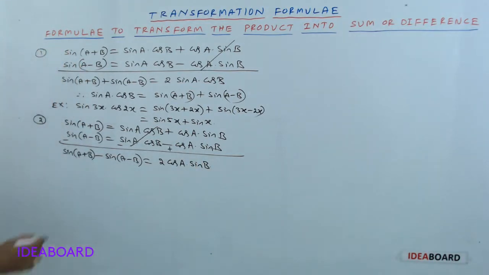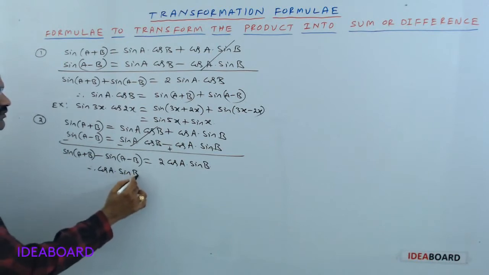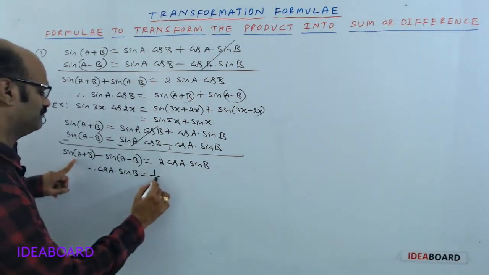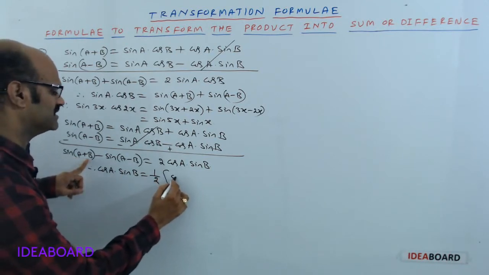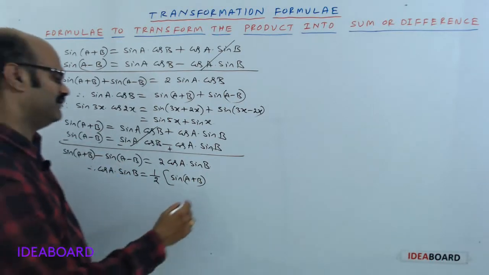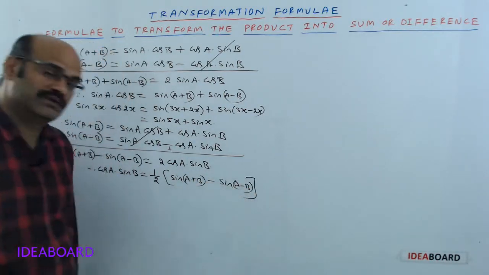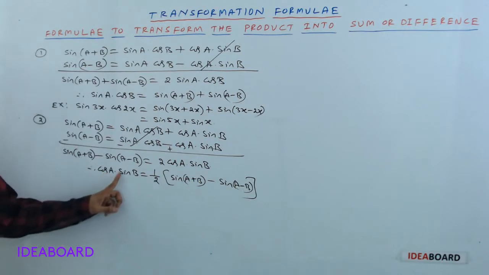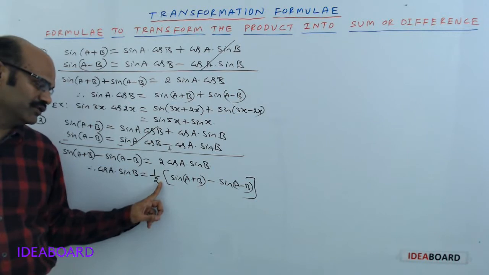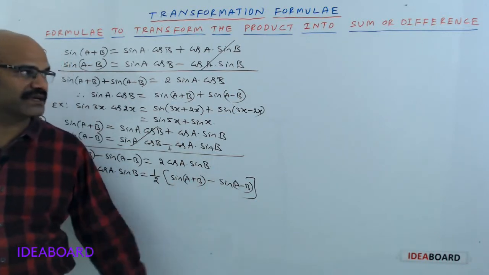Therefore, we have cos A into sin B equal to 1 by 2 into sin of A plus B minus sin of A minus B. So, the formula for cos A into sin B equal to 1 by 2 into sin of A plus B minus sin of A minus B.